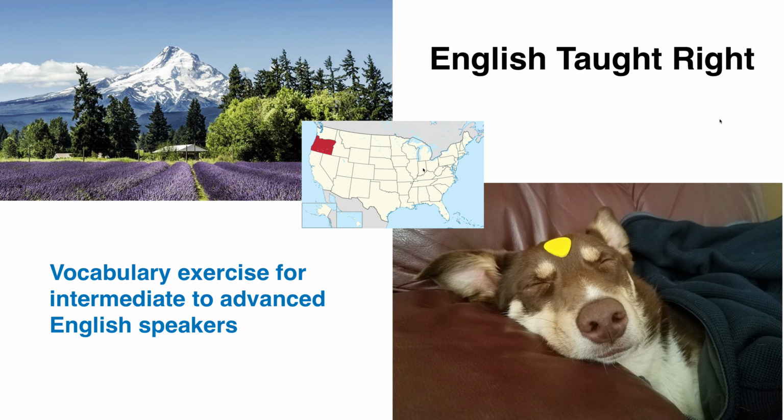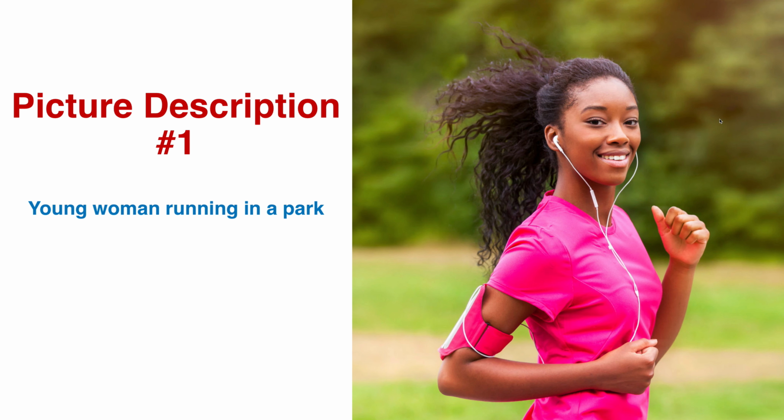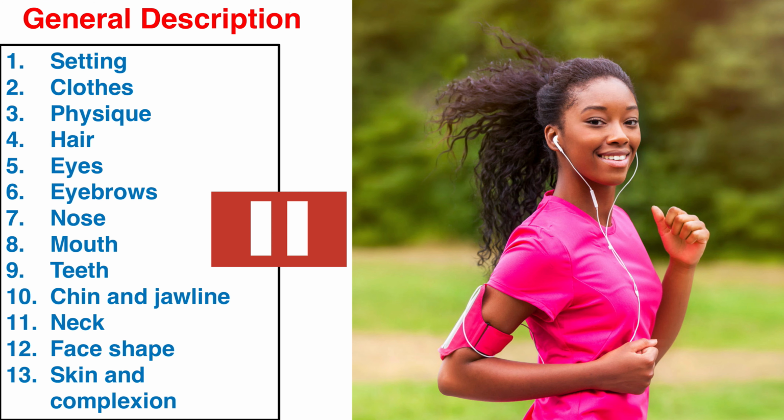Today, we're going to be doing a vocabulary exercise for intermediate to advanced English speakers. Specifically, we're going to be doing a picture description, describing the woman here on the right in very great detail. So, what I want you to do is, using your English, use these 13 criteria listed on the left to describe her appearance.